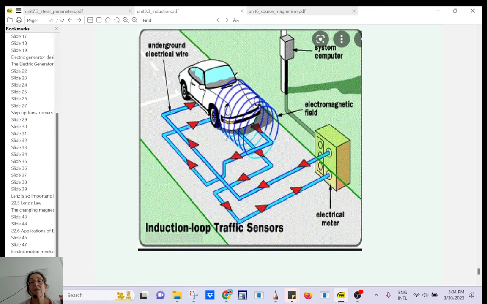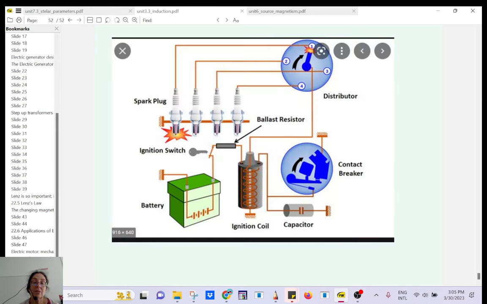Here is another application. You can induce a current in a car, okay? And that way they know how many cars are going through. So it can be controlling the traffic here. So a lot of application, of course, in your car. If you have a car with gasoline, you're going to use a spark plug, and that comes from a coil as well. Is that clear? Any question?